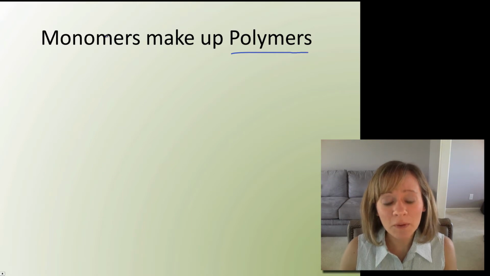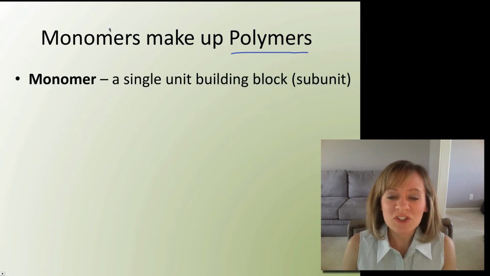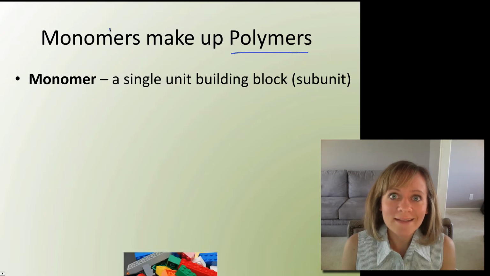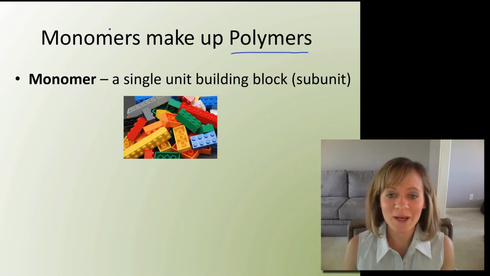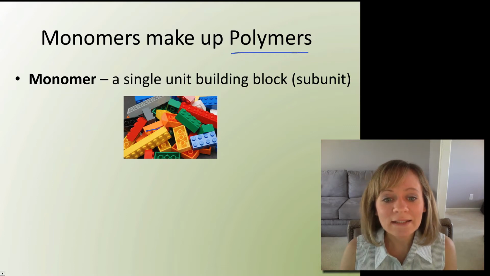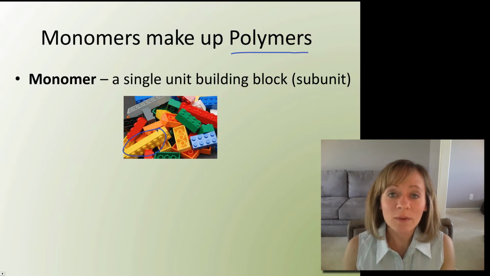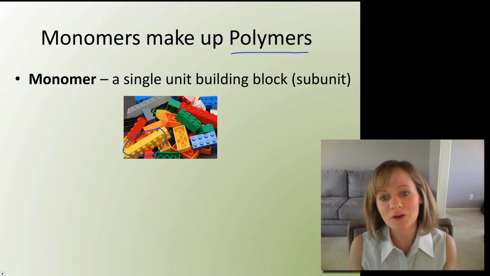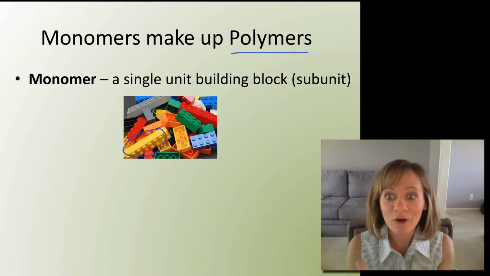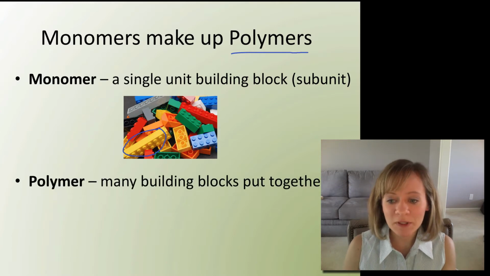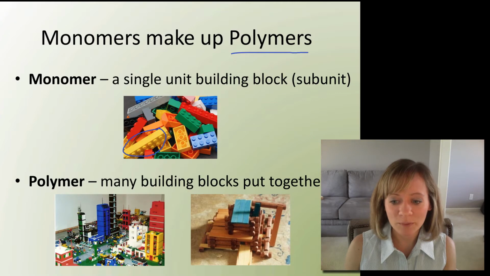The subcomponents we call monomers, so it's just a single building block. I like to think of it in terms of Legos or Lincoln Logs, which are what I played with when I was a little kid. One little tiny Lego would be considered a monomer. Then when you build all those together and make your Lego police station, that police station would be the polymer or the macromolecule. So many building blocks put together make up a polymer.